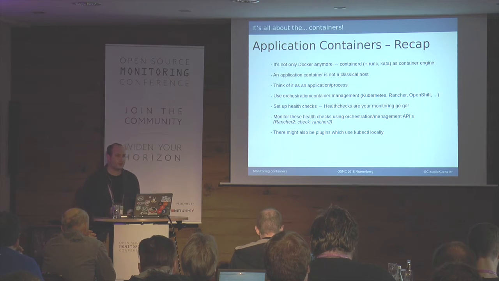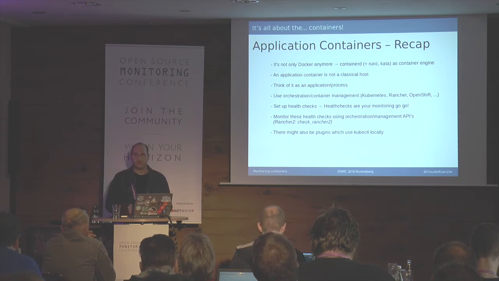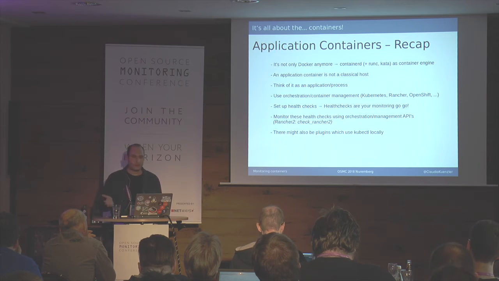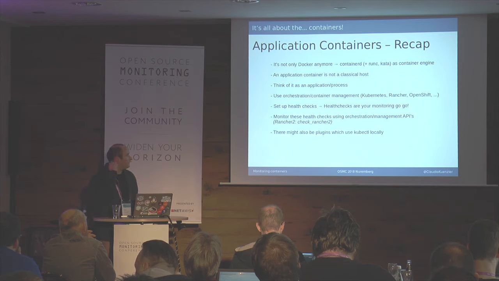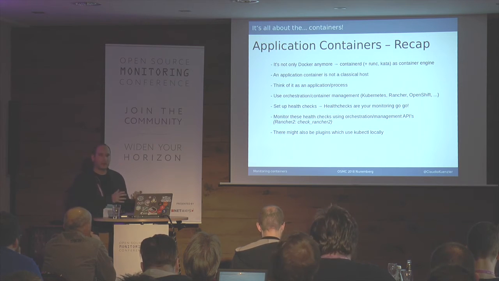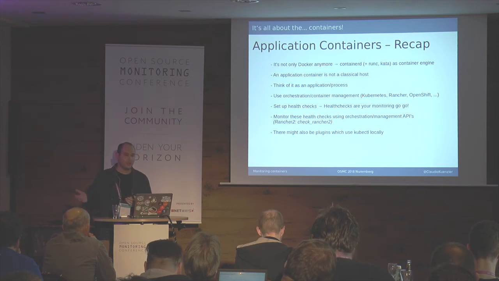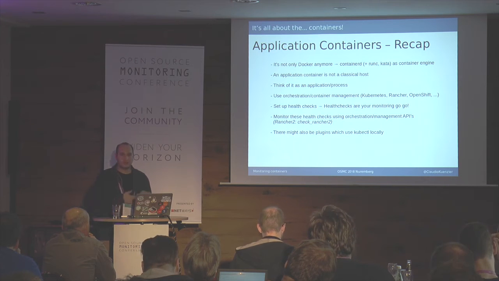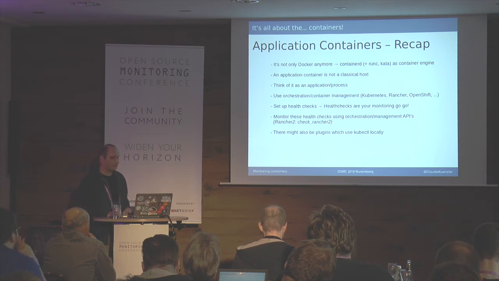To facilitate your work with application containers, you should use orchestration and management tools, Kubernetes, OpenShift, Rancher, etc., to help automate your containers and your environments. And the most important point here is to set up health checks, because health checks are really the only way to monitor the health of your containers and therefore your container environment. Interestingly, I saw there are some plugins out there which use kubectl directly, which connects directly to the Kubernetes cluster, and it's definitely worth a shot. In our case, we are focusing on Rancher management, so we're using Check Rancher to pull the API data.